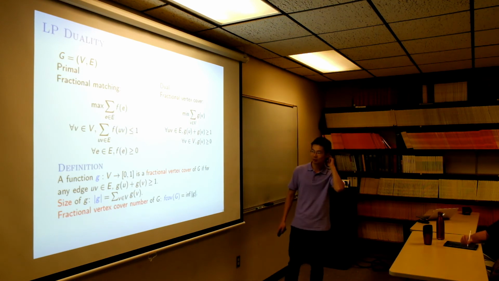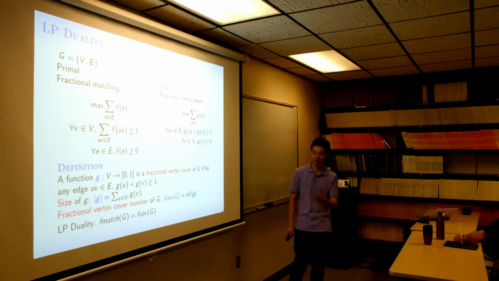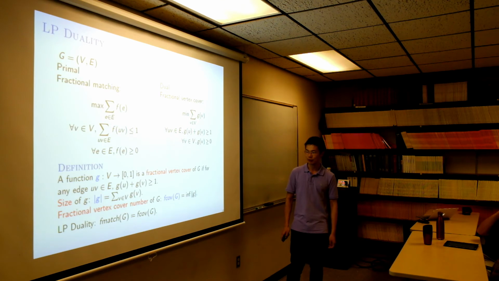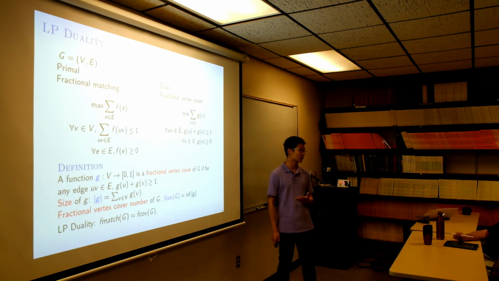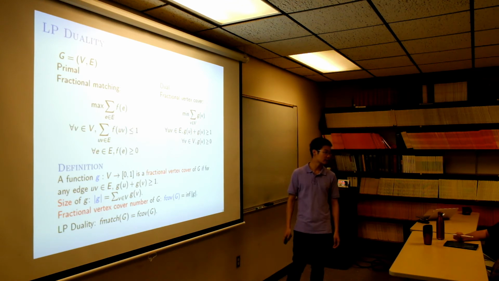I believe you all know the definition of fractional vertex cover, which is exactly this. And LP-duality says they are the same. The fractional matching number of a graph G is the same as the fractional covering number, the vertex cover number, of G. And we want to have something similar for our definition of matching of a graphon. That means we also want to have a vertex cover of a graphon.